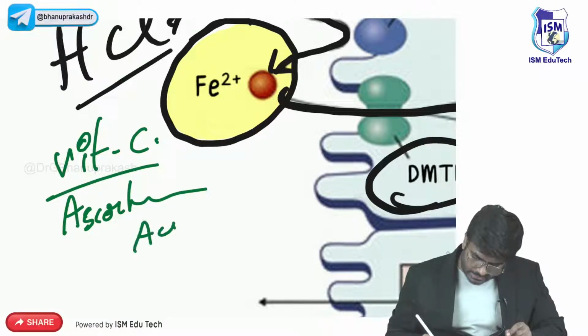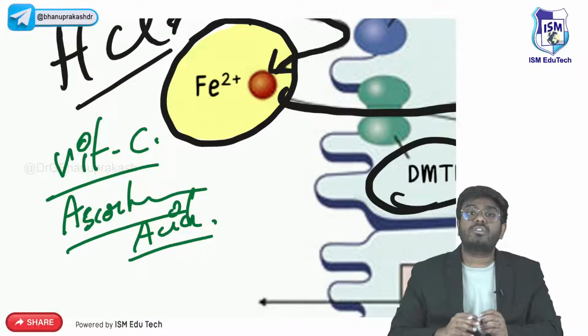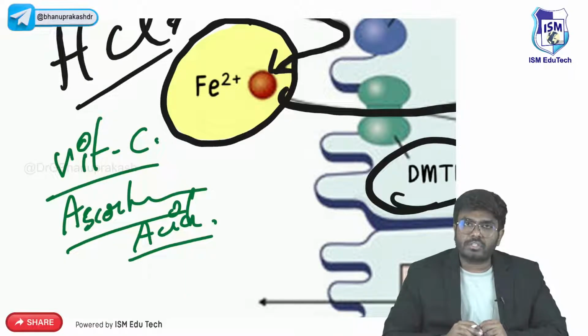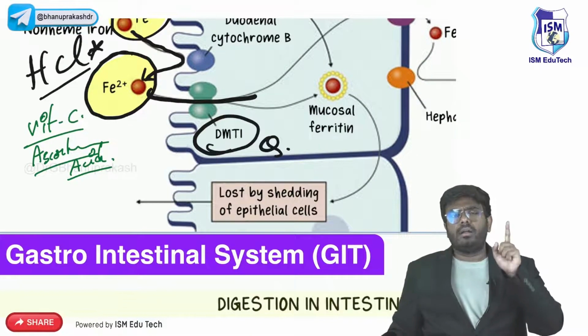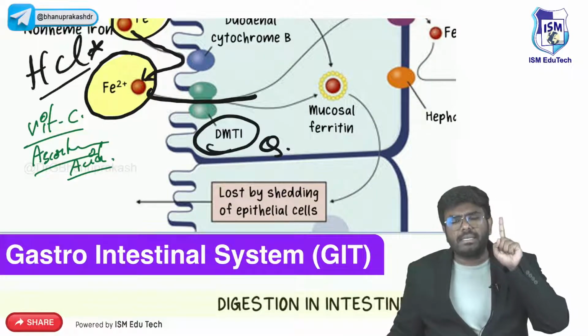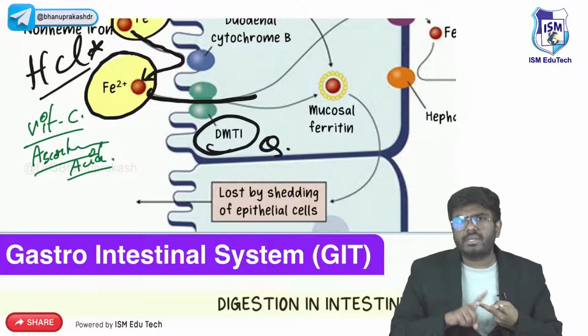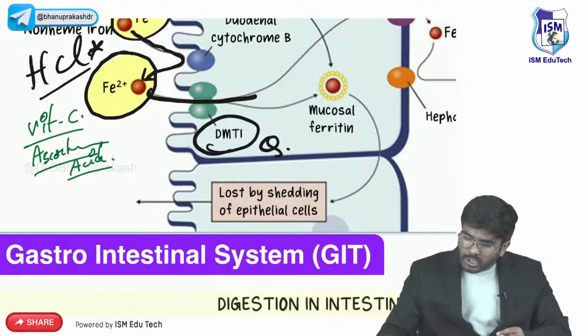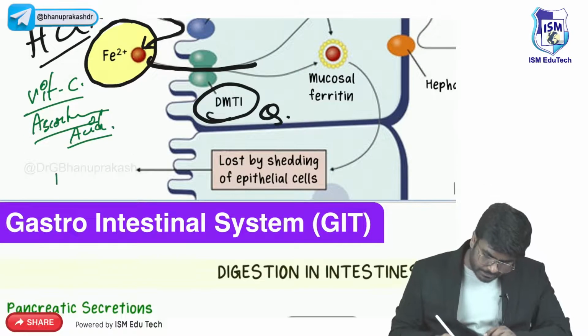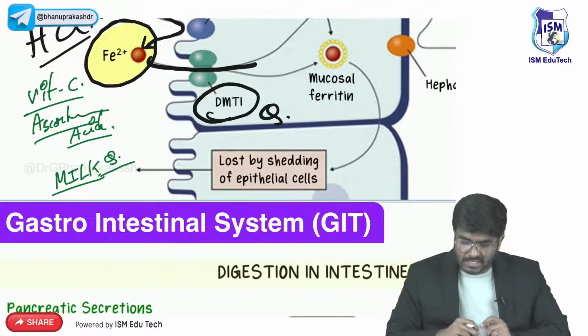Ascorbic acid, so vitamin C, will help in conversion of Fe3+ form of iron into Fe2+ form of iron. So iron absorption is increased by acids and vitamin C. But if someone asks what decreases iron absorption, iron absorption is decreased by milk. Remember, iron absorption is decreased by milk.